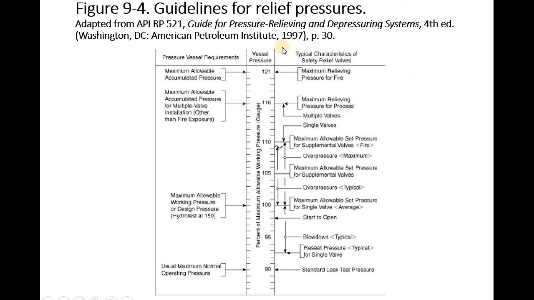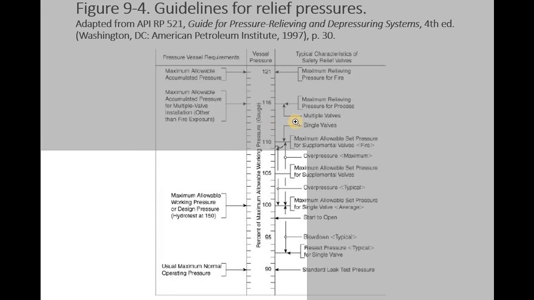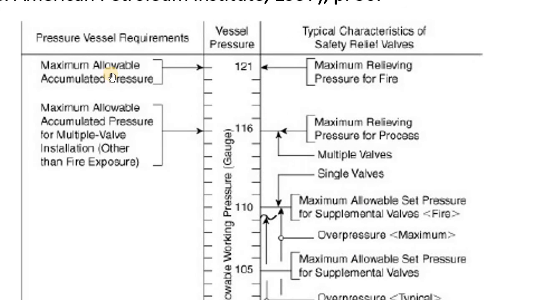And actually you can see that the American Petroleum Institute stated this in 1997. And it's still very well known and used all over the industries. So what do you need from here? Let's have a closer look. Here it's written pressure vessel requirements, vessel pressure, typical characteristic of safety relief valves. So what are the requirements? The requirements are the things that we already went through.